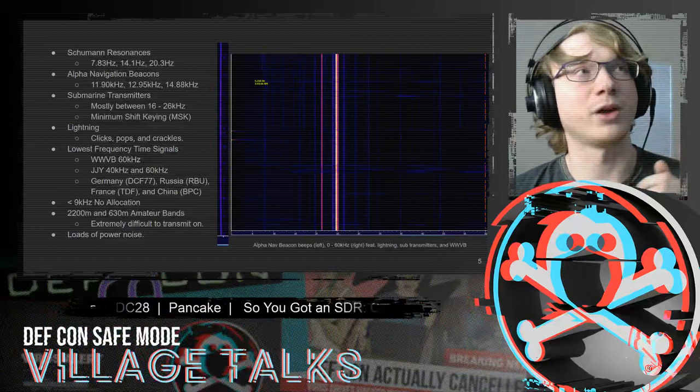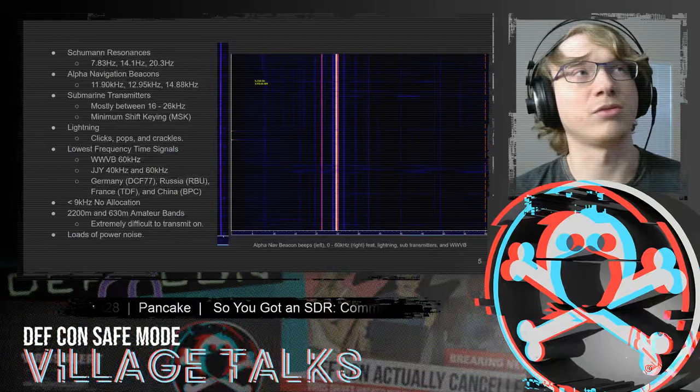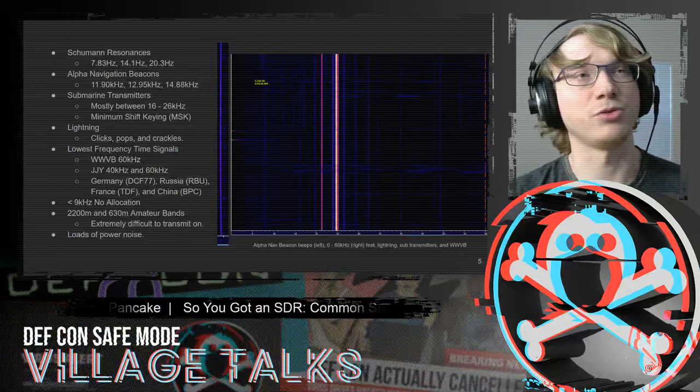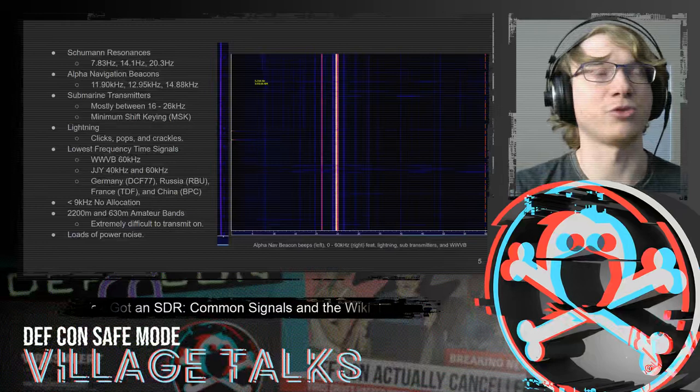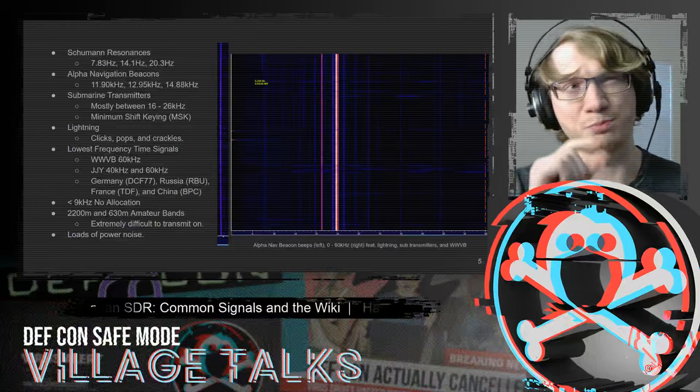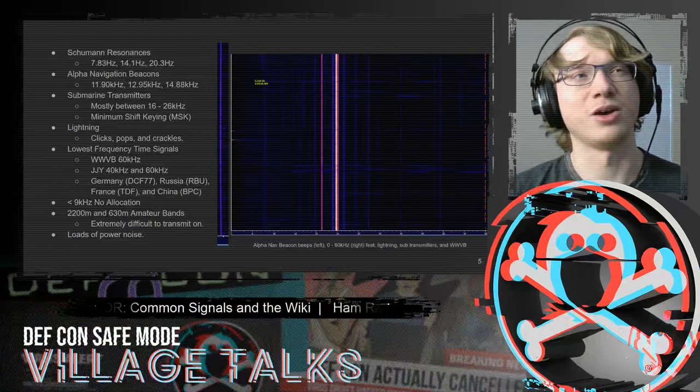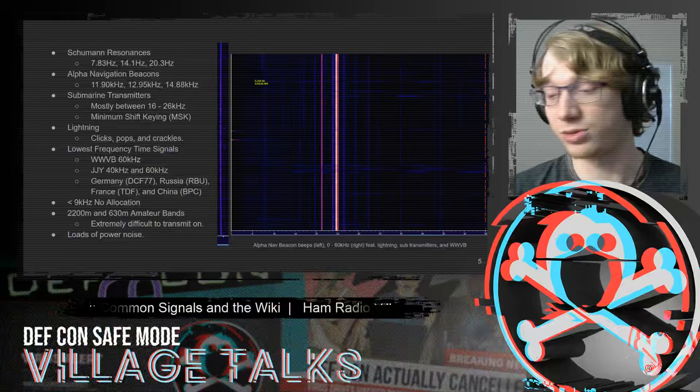And moving up from there, we have the Alpha navigation beacons, which are in Russia. They're used for hyperbolic navigation purposes, and they're at 11.9 kHz. I have a picture of it. The little bar on the left, you can barely see the little beeps. Unfortunately, I don't have an antenna that can receive those anymore.